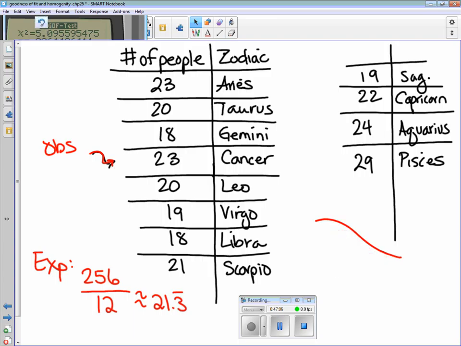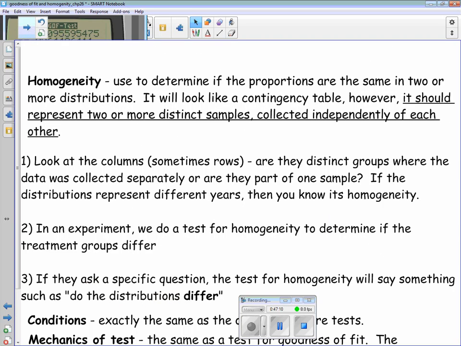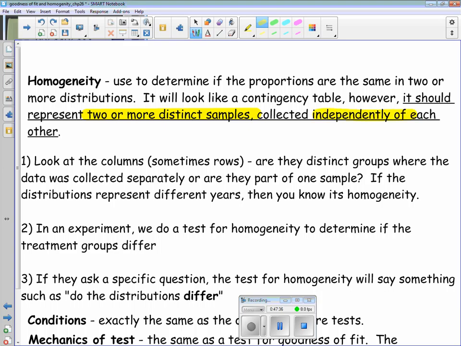Okay? All right, so what I'd like to do is talk about homogeneity. I'm not going to do a full example, but I want to talk about why it's different. So goodness of fit, how many samples did you have? 1. Homogeneity, you have 2. So in homogeneity you're going to have 2 samples, 2 or more, by the way. It could be 2, it could be 3, it could be 4. And they have to be independent of each other, okay? So 2 or more independent samples. Often, and there's only one variable.